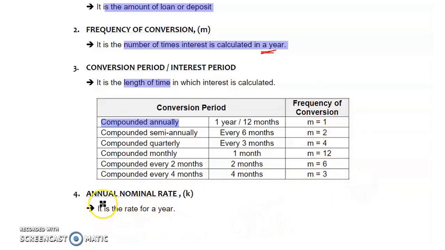Okay, for annual nominal rate, we use the symbol K. Annual means for 1 year. If simple interest, the interest rate given, which is value R, is for 1 year. But for compound interest, the rate for 1 year we call the nominal rate, which is value K. So nominal rate is the rate for a year, for 1 year.